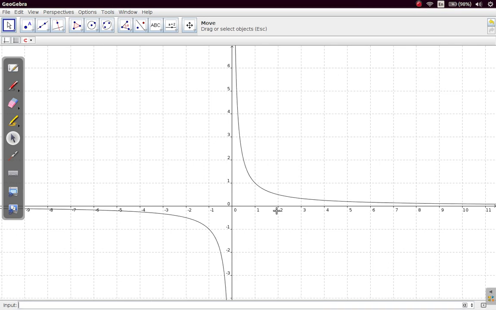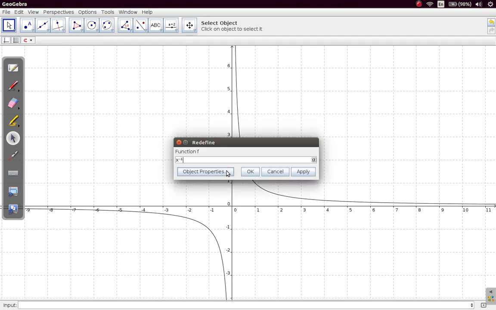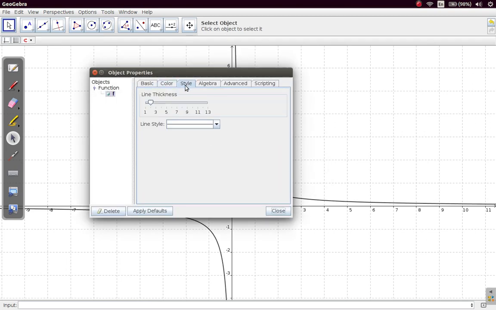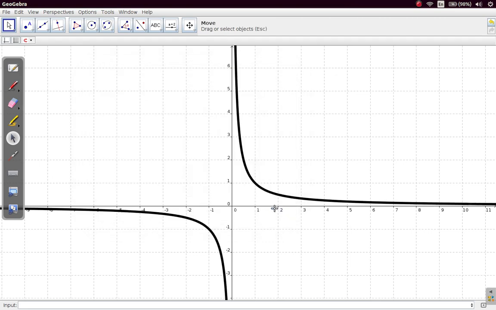Okay, so there you have that graph. Let me make the curve thicker. Good. So this is the graph of y equals x raised to the power of -1.